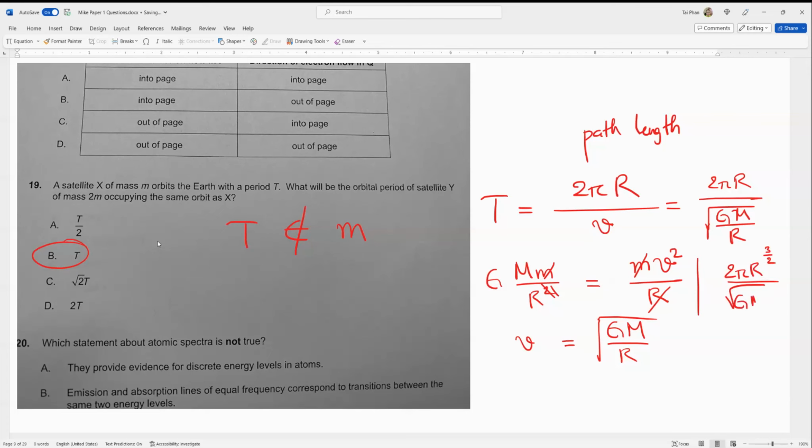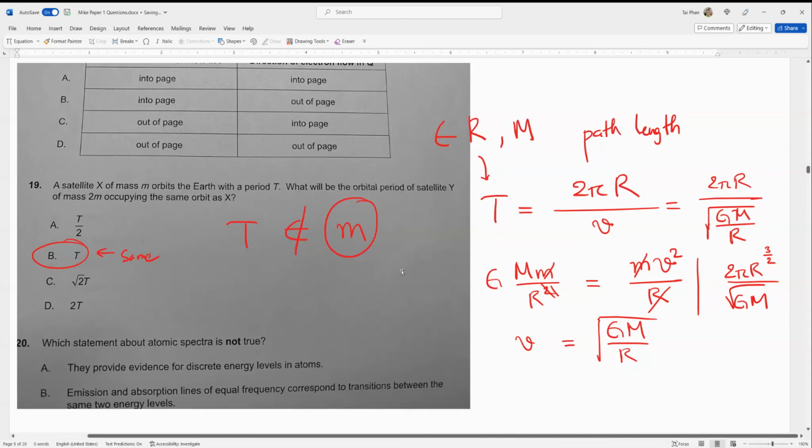square root of GM. As you can see, this period only depends on two things, sorry, two things. Because G, the gravitational constant, is constant, it only depends on the distance from the satellite to the center of the planet and the mass of the planet. It does not depend on the mass of the satellite. Therefore, as long as the two satellites have the same distance to the center of the planet, they have the same period.